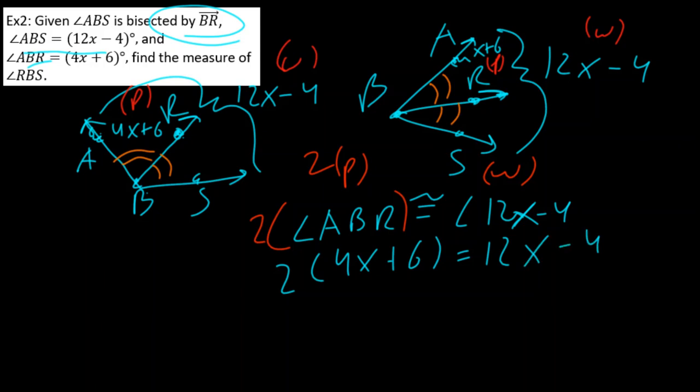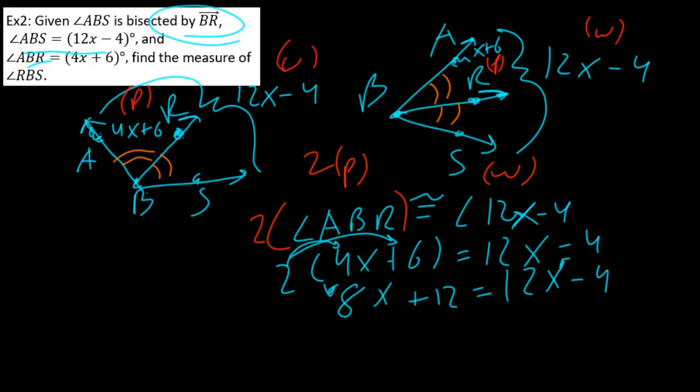Now, of course, let's go ahead and work it out. We know that 2 distributes. 2 times 4 is 8x. 2 times 6 will, of course, give us that 12. And over here we have that 12x minus 4. That's a little cramped, I do apologize, but notice we have an x right here and an x right here.